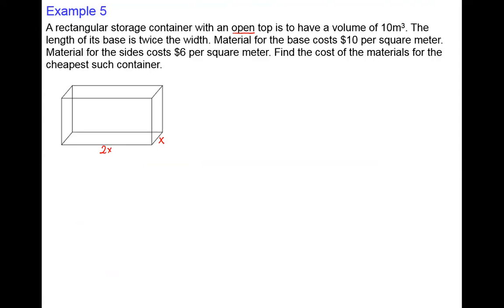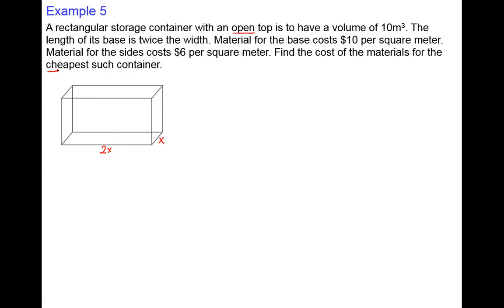Okay, now the material for the base costs $10 per square meter. That means to build the base, which of course must be stronger, costs $10 per square meter. The material for the sides costs $6 per square meter. That means the sides are a little bit cheaper because they don't have to be as strong as the base. Find the cost of the materials for the cheapest such container.